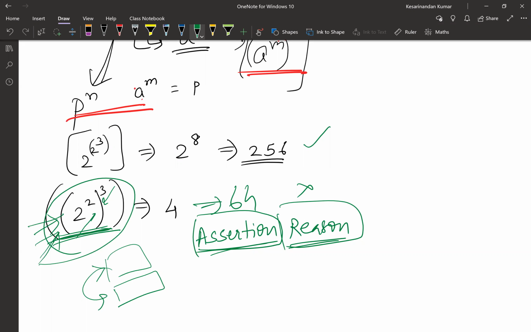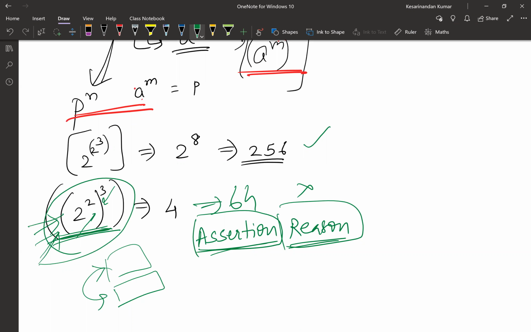Sorry, could you repeat the last sentence? I could not hear you properly. We are not doing the cube for the entire thing. We are only doing cube for the power. So it's not like 2 power to whole cube. It's like only 2 cube. Okay, achha. Actually, okay, both are correct then.